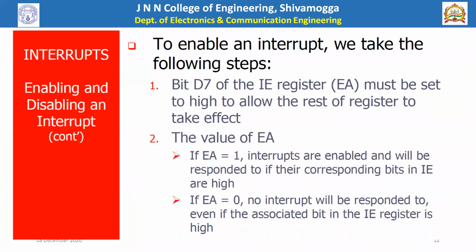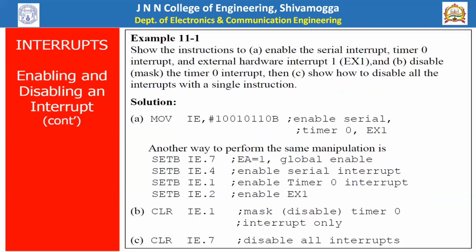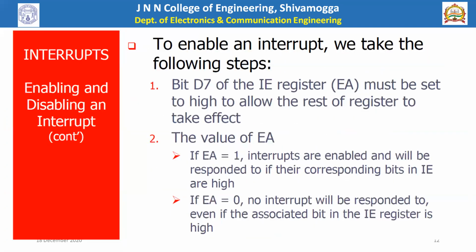To enable an interrupt, we take the following steps. Bit D7, I have already told this. Bit D7 of the IE register must be set to high to allow the rest of the register to take effect. If EA is 1, interrupts are enabled and will be responded to if any bits in IE are high. If EA is 0, no interrupts will be responded to. So if you want to program the remaining interrupts, the very first thing you have to do is set EA as 1.